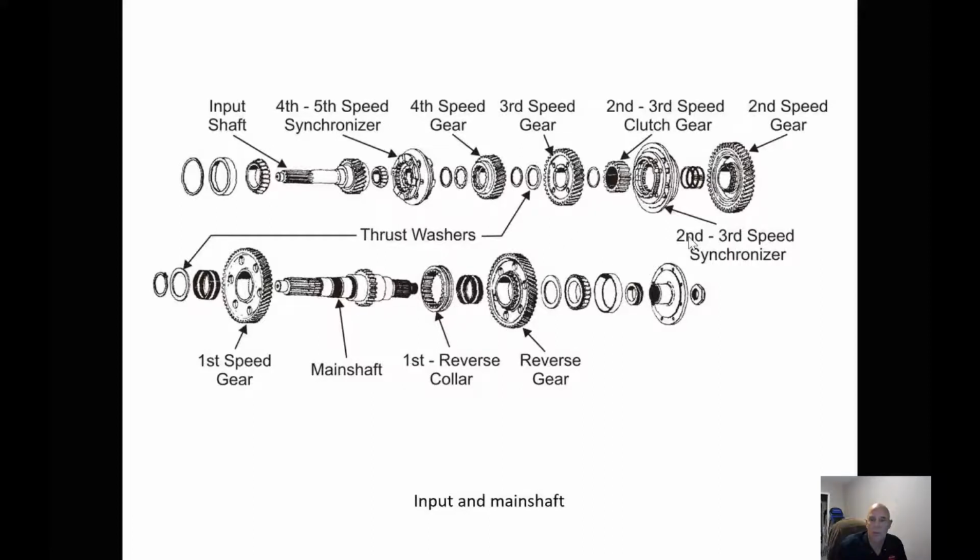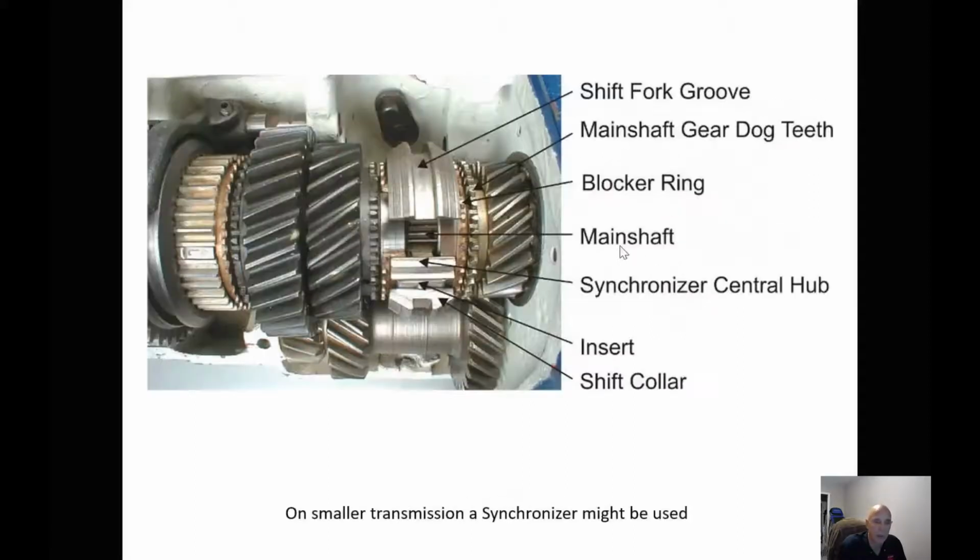One of the things on a single counter shaft transmission is which gear gets used the most, and that's usually second gear. So second gear usually gets used the most. The second gear synchronizer is usually the first one to wear out. So it's something to pay attention to.